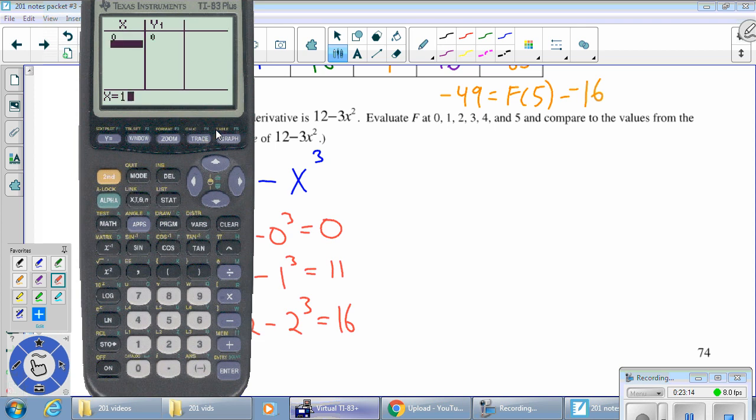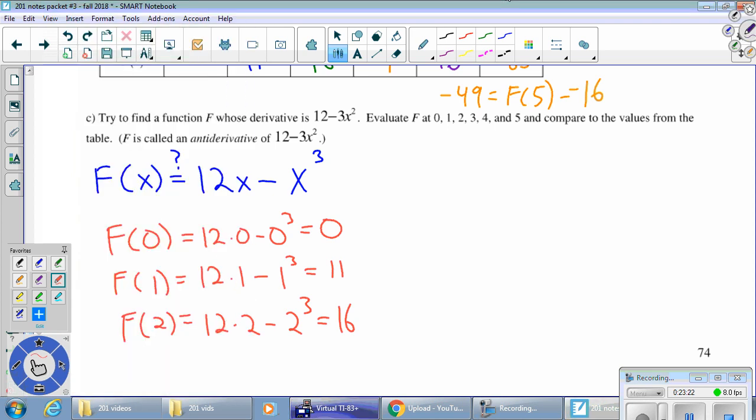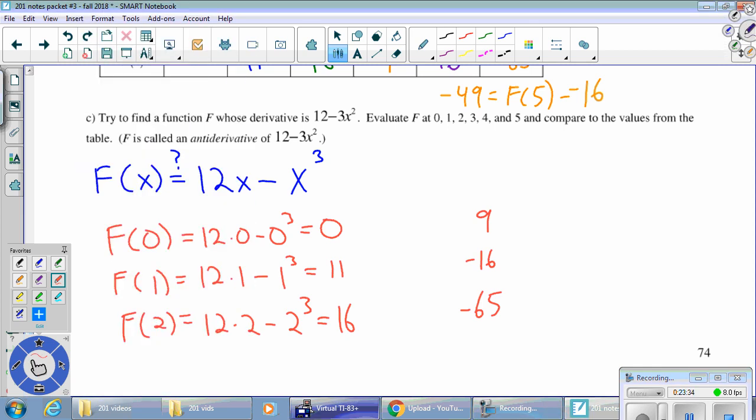Just check my work here. So 0, 1, and 2. Yep, we get exactly what we said. And then 3, 4, and 5: 9, negative 16, negative 65. That is interesting. Those numbers sound familiar to me. Do I have those right? Okay, let's see. So this was f of 3, 4, and 5.